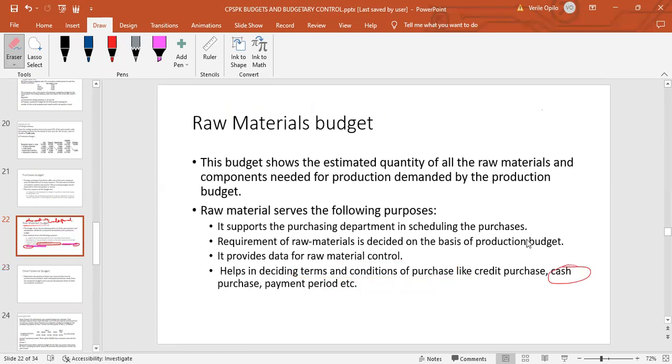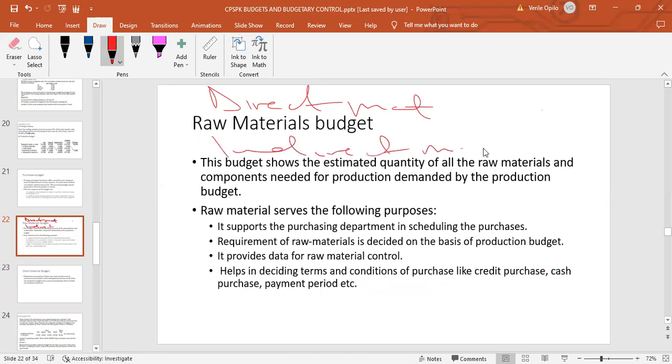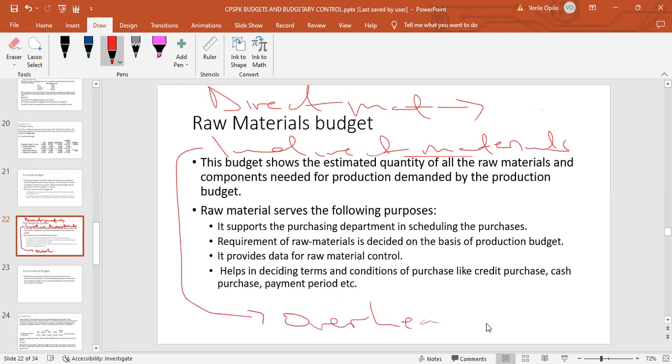So for the raw materials budget, we have two types of raw materials as we had looked at when we started. We have what we call direct materials, and then we have indirect materials. The direct materials are materials that can be traced to the final unit of production. So you're likely to have a budget for the direct materials, and then the indirect materials. These are usually included in what we call the production overheads budget. So the indirect materials and indirect labor, you're likely to find them in the production overheads budget.